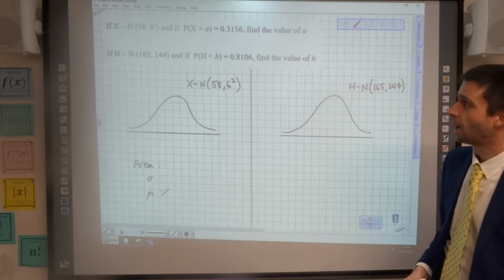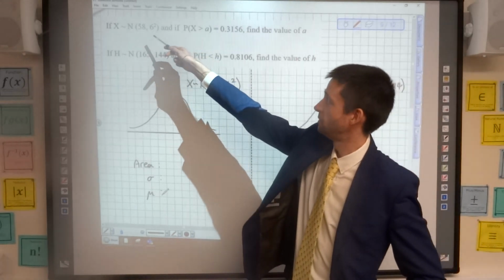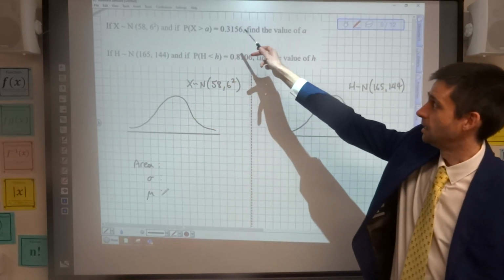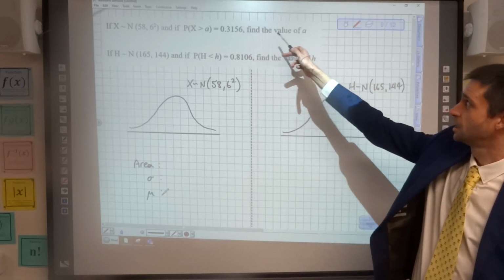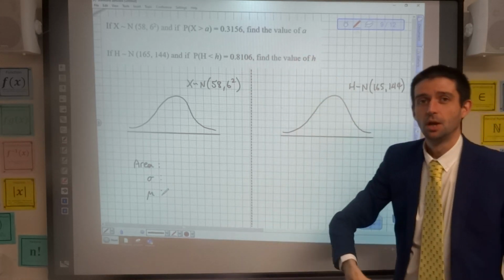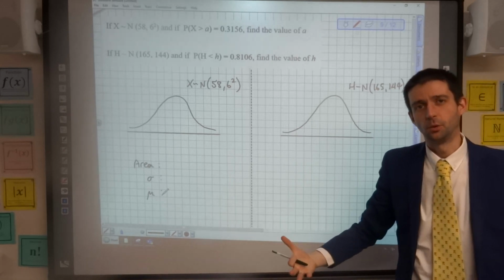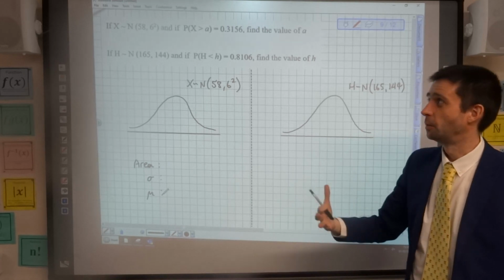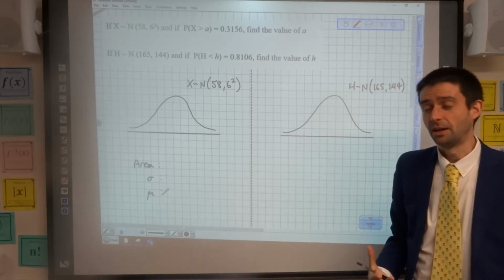Looking at the top one, if X follows the normal distribution N(58, 6 squared), and if the probability that X is greater than a is 0.3156, find the value of a. So whereas in the previous example we were given the value to find the probability above or below, this time we're being given the probability and asked what's the value.